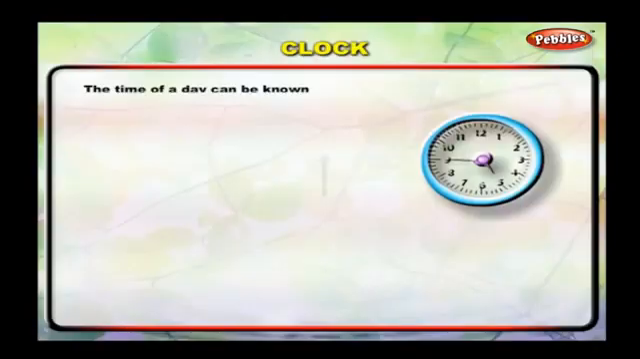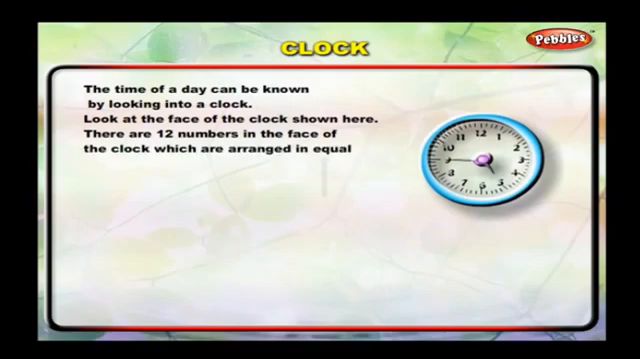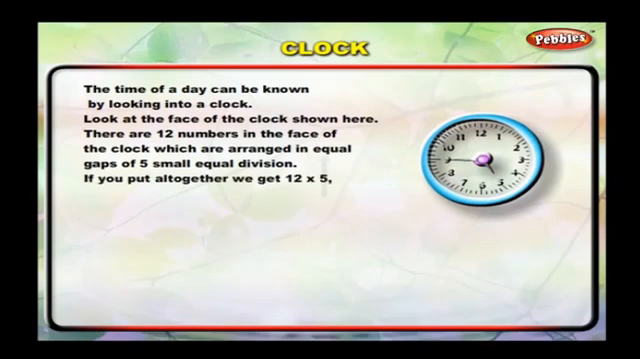Clock. The time of a day can be known by looking into a clock. Look at the face of the clock shown here. There are 12 numbers in the face of the clock which are arranged in equal gaps of 5 small equal divisions. If you put all together, we get 12 into 5, that is 60 small divisions.